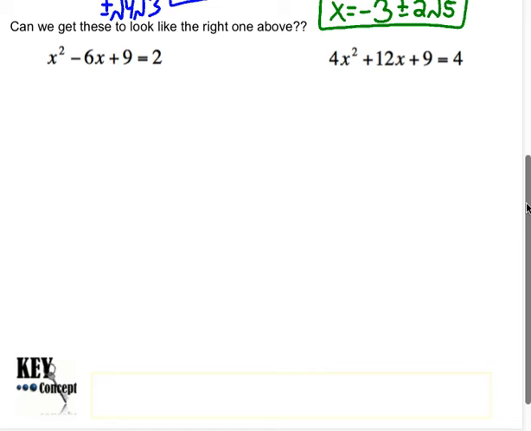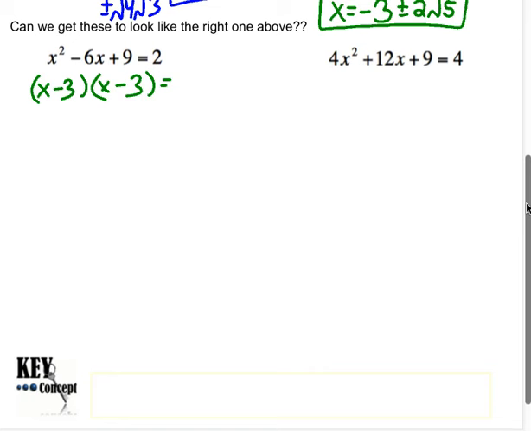Okay, and the reason I say that is because let's see what happens when I factor this. Okay, x squared comes from the x and x. Two things that multiply to 9, add to negative 6. We're looking for that, okay? That's how that thing factors.